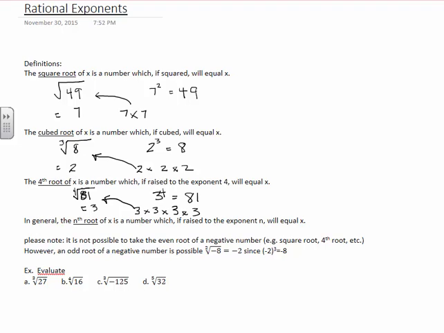So in general, this works for all n roots. That's what we're saying there. No matter what it is to the power of n, you can take that as a root. So we'll just clean that up.